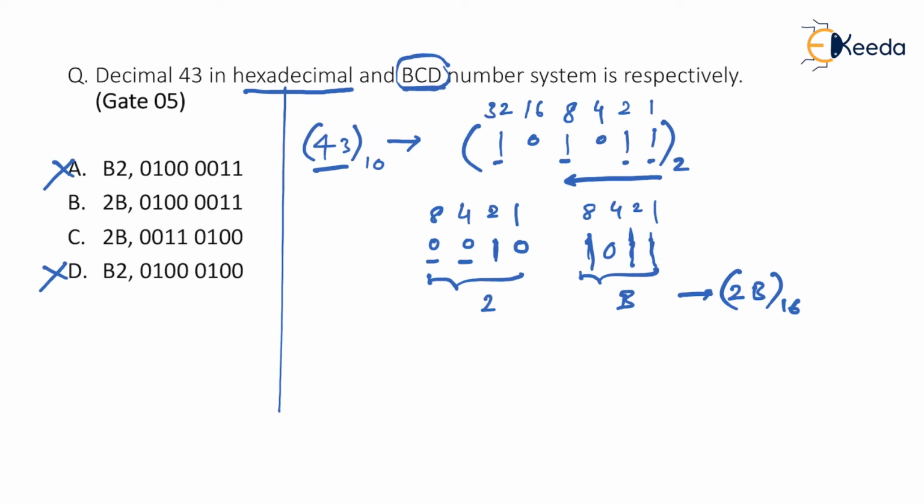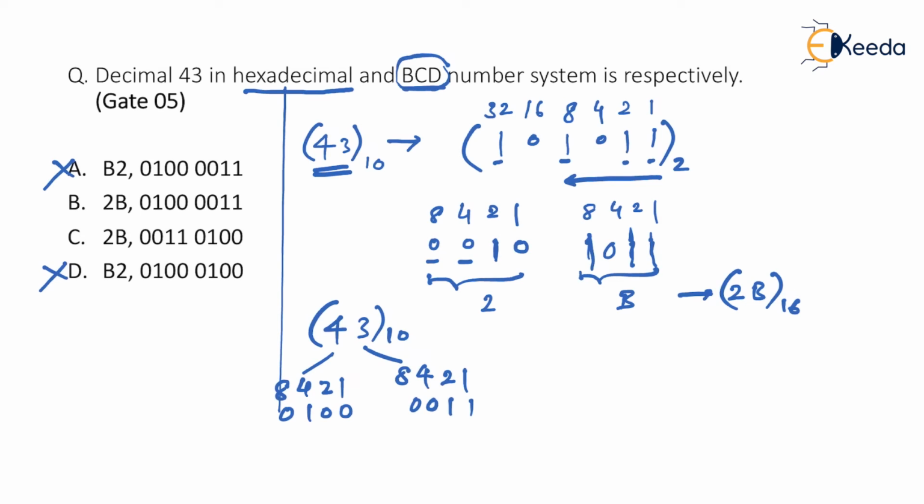I'm talking about the decimal number 43. So what do you do? 43 to the base 10. Just separate them as if they are different digits. Below every digit, just write 8421. Now what do I do? 4 can be represented as 0100 and 3 can be represented as 0011, because 2 plus 1 is 3, and here below 4 I have written 1.